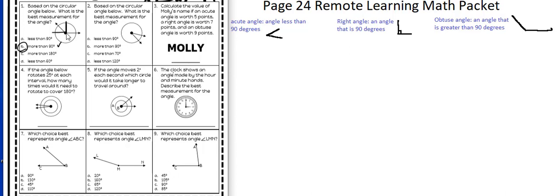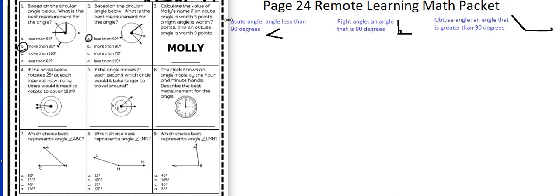Based on the circular angle below, what is the best measurement for the angle? Less than 90 degrees. Well, if it was 90 degrees, it would look something like that to make the corner right there. So that looks good. More than 90 degrees? Nope. More than 70 degrees? 70 would almost be 90, so I'm going to say it's definitely not more than that. Less than 120 degrees. So for the best angle, A and D are both true, but A is a better answer.